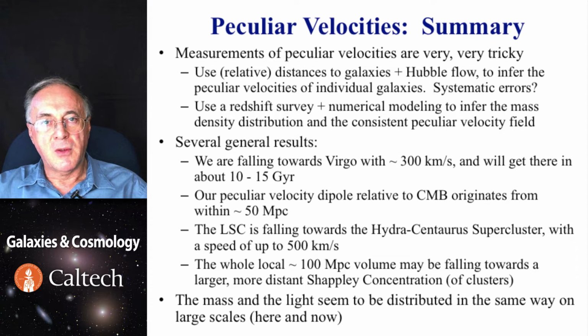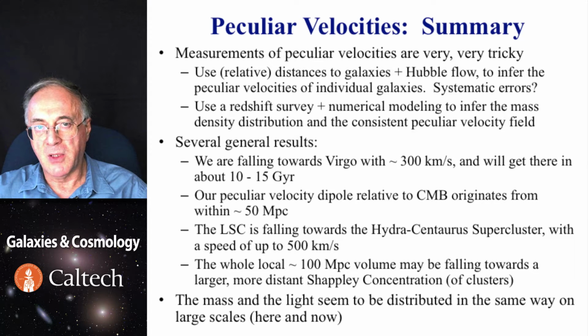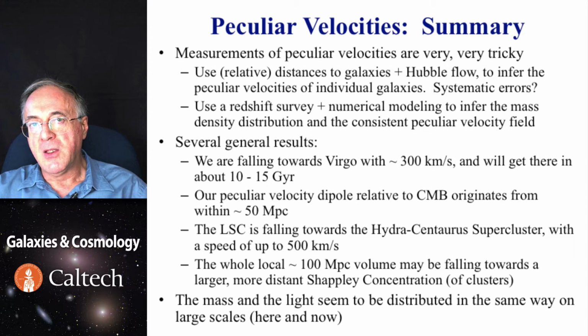We are falling towards the Virgo cluster at 200 or 300 kilometers per second, and the local supercluster is falling towards Hydra-Centaurus at about 400 or 500 kilometers per second, and maybe the whole thing is moving towards an even larger concentration. But most people think that our net peculiar velocity, the one that we measure with respect to the cosmic microwave background, is pretty much due to the masses within 50 megaparsecs or so, just not too far from the local supercluster. This is not entirely settled, but it is an emerging consensus view.